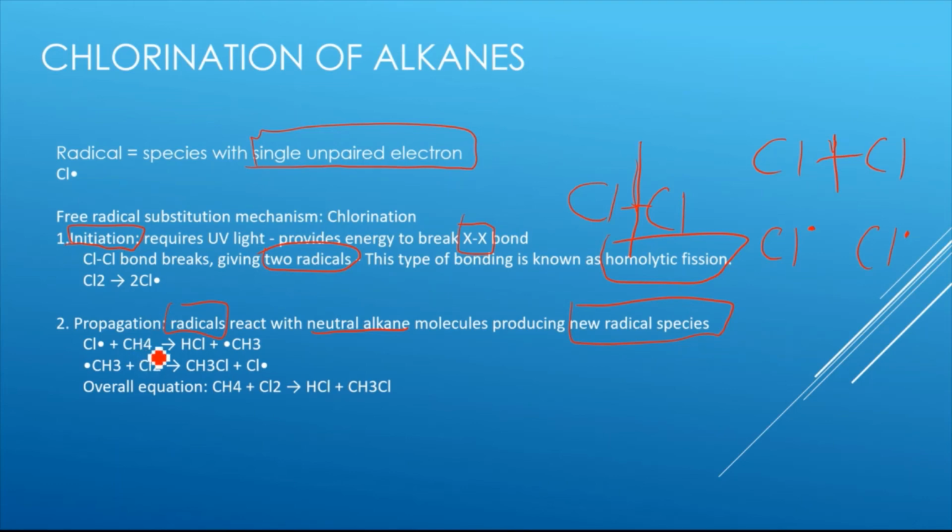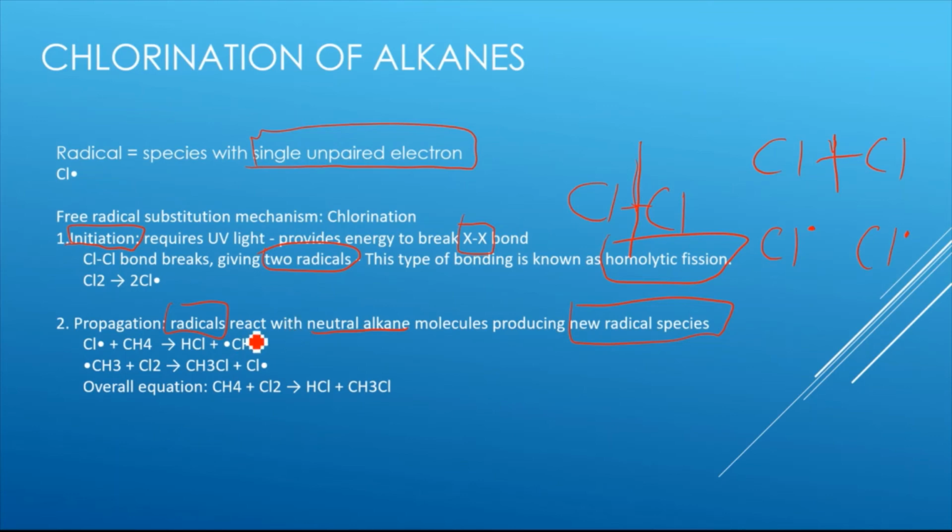So in this case, the chlorine radical would rob the hydrogen away from the methane, and this would form HCl as well as a methyl radical. So we only have CH3 now. That's why the carbon has one unpaired electron. That's why it's a radical now.